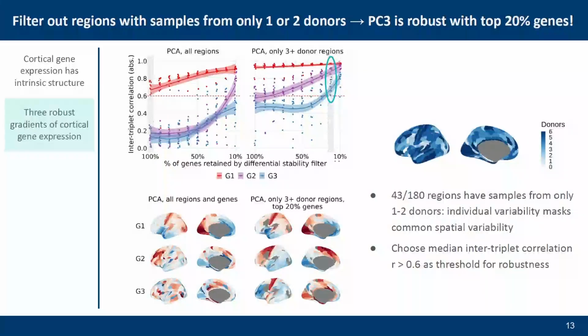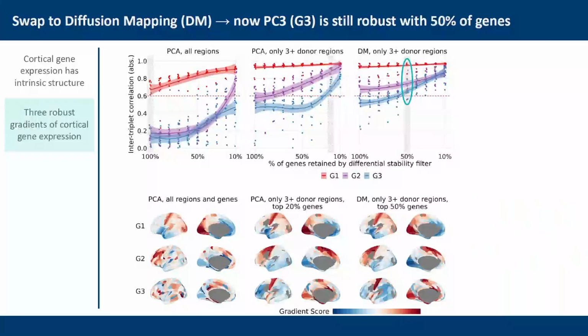And say we set a threshold of we want the intertriplet correlation to be at least 0.6. Now we can include 20% of genes and have all 3 of the gradients meet this criterion. And we're starting to get something that looks a bit interesting here. But wait, if we change from PCA to diffusion map embedding, everything looks better still. And we can perform the same analysis, and now it looks like we can go to 50% of genes, that's about 8,000 genes, and still meet that criterion.